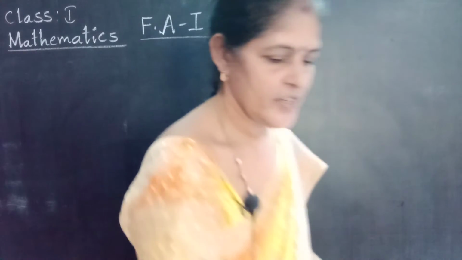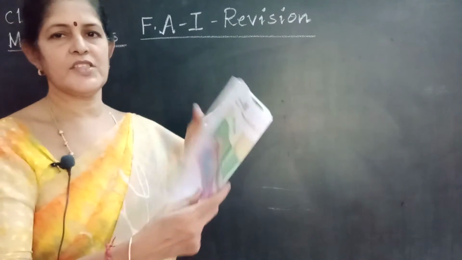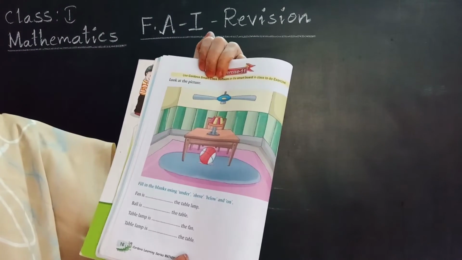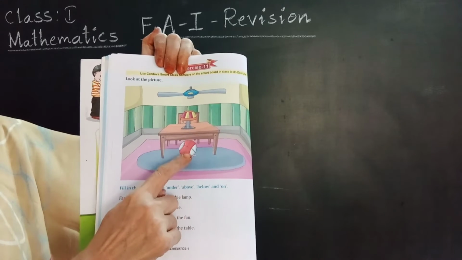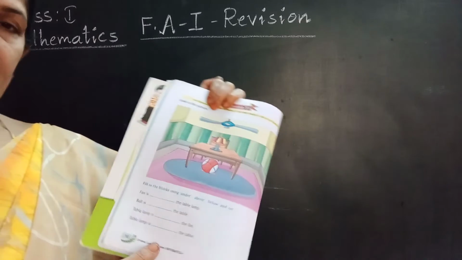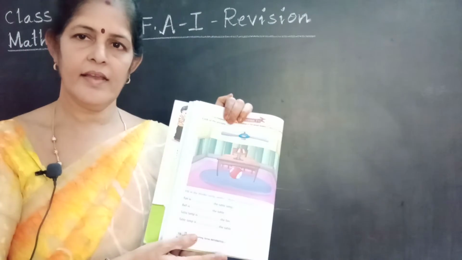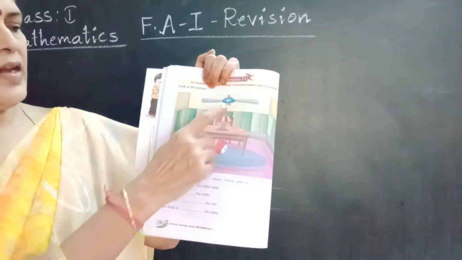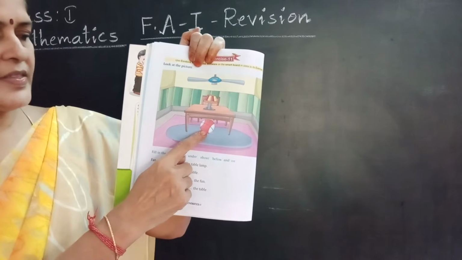I show you some pictures. You see the picture and tell me. Look at this picture. Fan, table lamp, table, ball. Here we are going to use the concepts under, above, below, on. Okay. See, fan, table lamp, table, ball. Where is the ball in this picture?